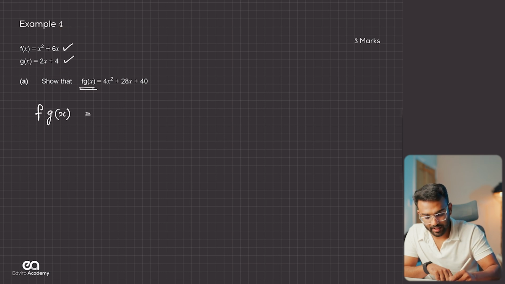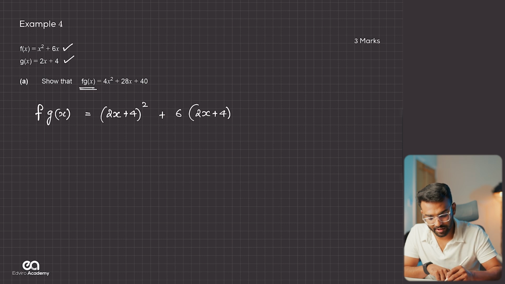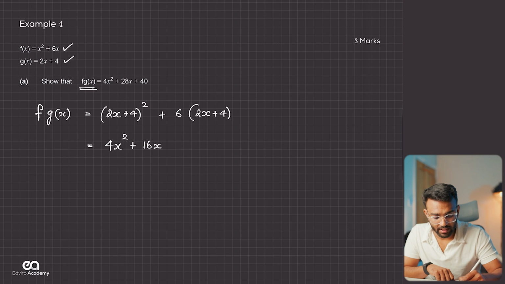So this would look like 2x plus 4 the whole square plus 6 times 2x plus 4. Expand the bracket, simplify it, and you're done. This is going to be 4x squared plus 16x. 4 times 2 is 8. 8 times 2 is 16, plus 16 plus 12x plus 24.